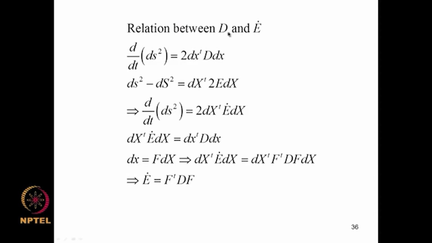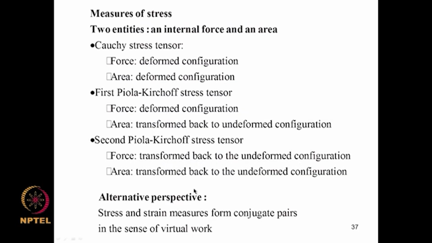The relationship between D and the derivative of the Green-Lagrange tensor can also be derived. I have indicated the steps here, and we can show that E dot is F transpose D F. So, I leave it as an exercise for you to verify this.